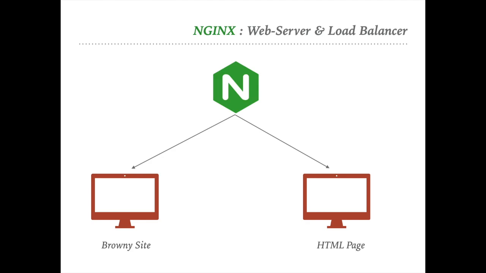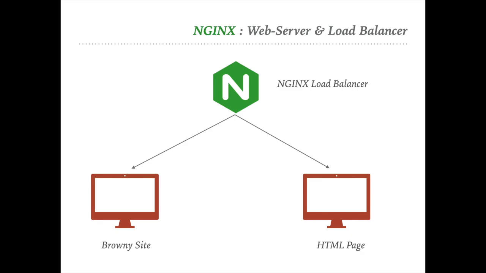Here my first application server will be my Brownie site. For the second application server, I will spin up a new machine which will serve an HTML page, which is a static page. And for the Nginx, I will spin up a third machine which will work as a load balancer. So in this load balancer lab, we are going to use three machines. One for the Brownie site, which is already running, and we will spin up two more machines, one for the HTML page and another one for the Nginx as a load balancer.